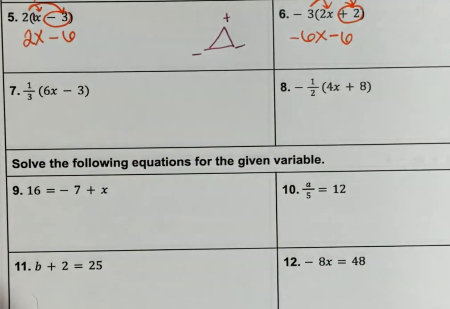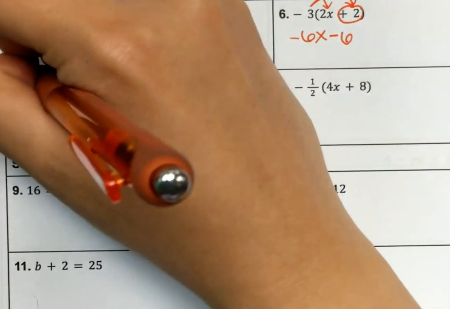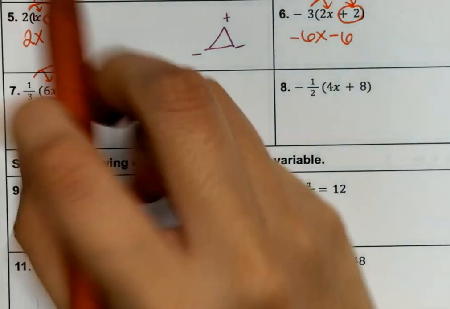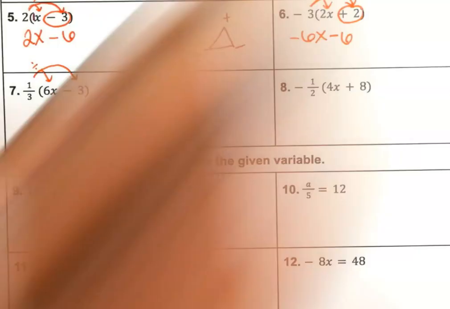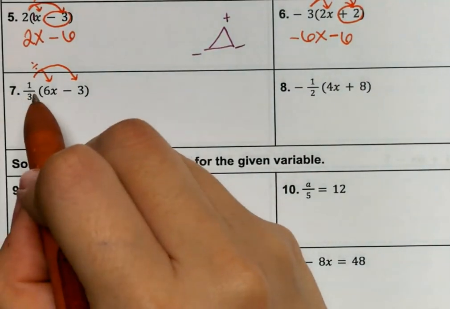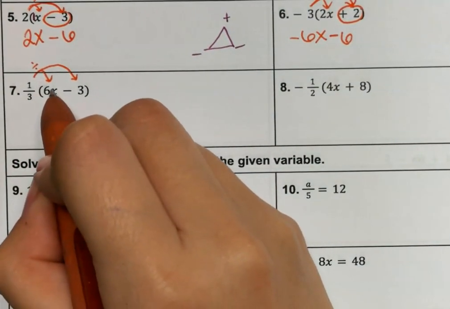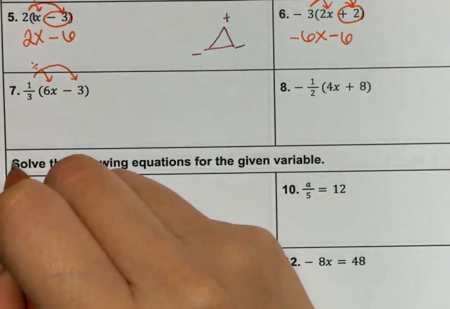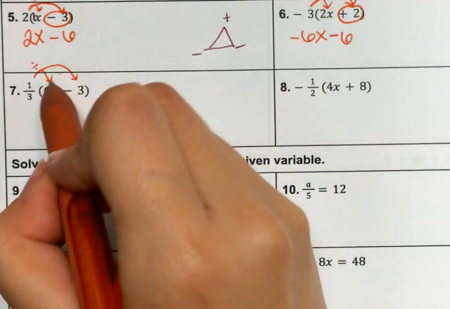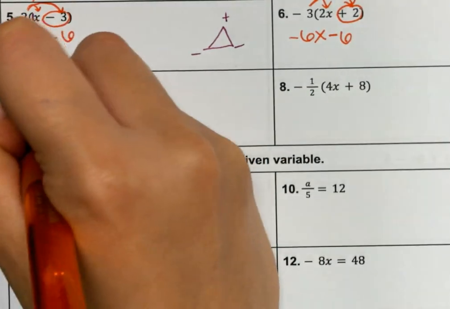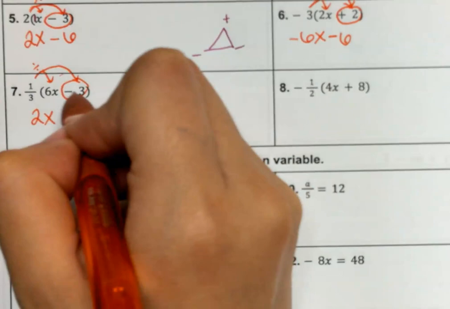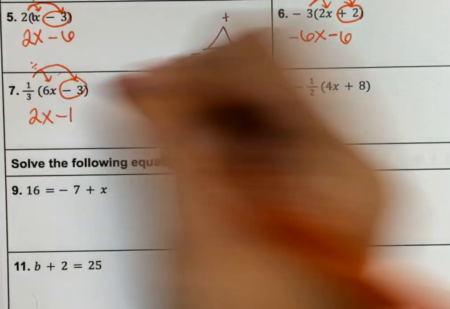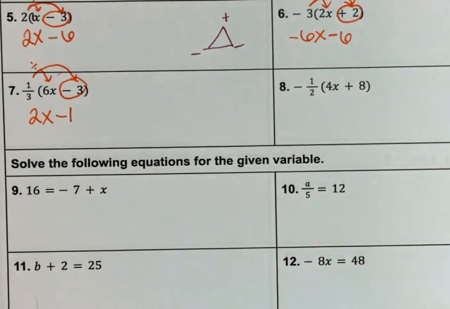Number 7 and 8 look a little bit more complicated because they have fractions, but it's only one different step. So if you see whole numbers in your distribution, it means multiply. If you see fractions in your distribution, it means to divide. So 1/3 times 6x just means 6 divided by 3. Well, 6 divided by 3 is 2. Keep the x. And negative 3 divided by 3 is negative 1. My answer will stay as such.